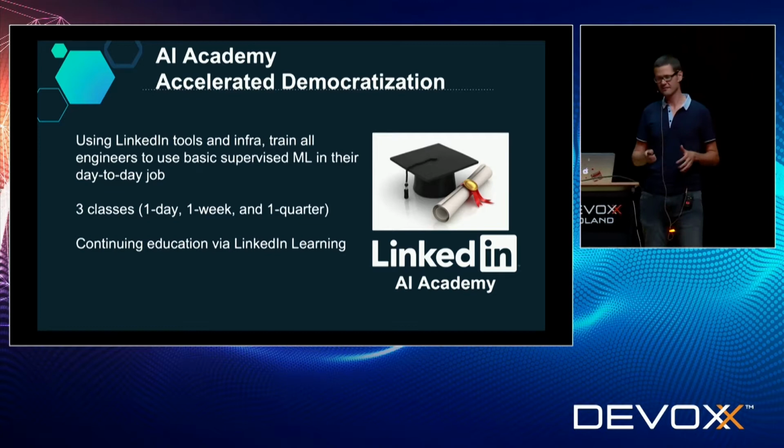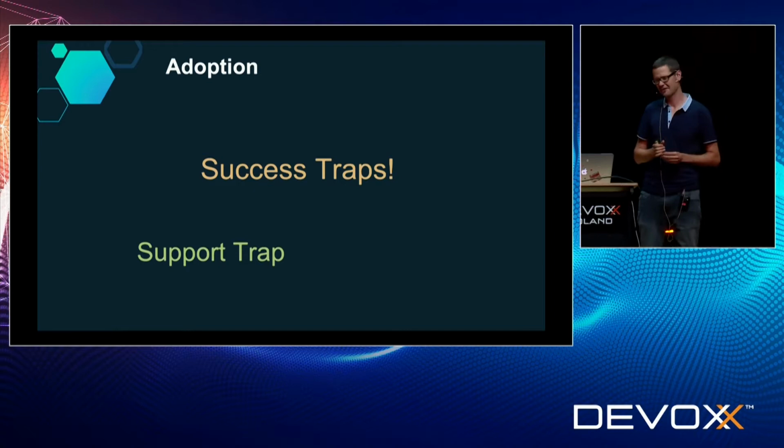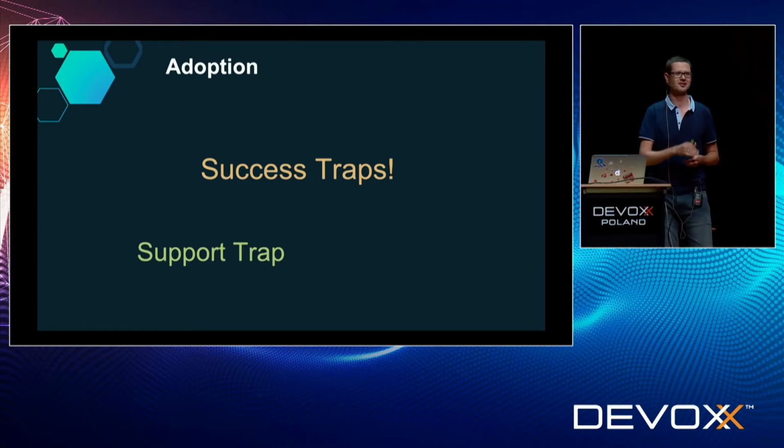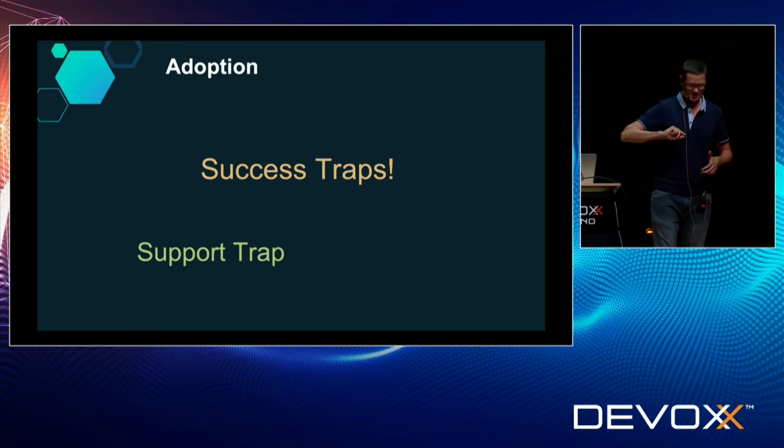One of the important things for adoption that we want to be cautious about is a success trap. How many of you have heard about the success trap, by the way? Some of you, a little bit, okay. There are actually a couple of ways to get into a success trap. I'm going to talk about one: a success trap that becomes a support trap.